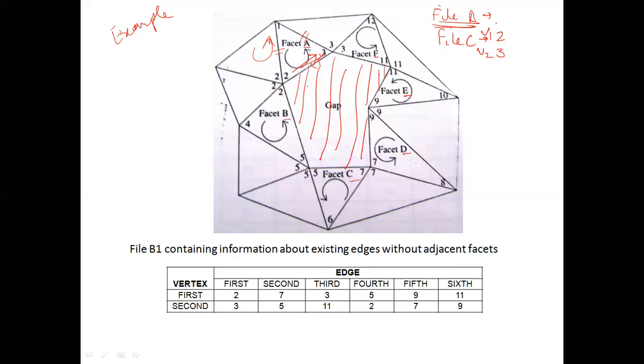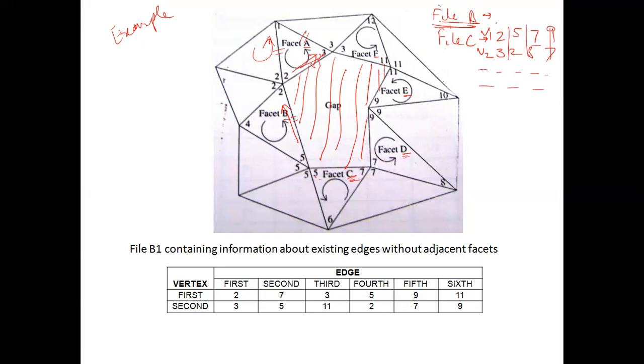Now, again, when I come to this one, what I find is 5 to 2 is missing. So now 5, 2. When I come to facet C, what I find is 7 and 5 is missing. Then when I come to facet D, what I find is 9 and 7 is missing. So like this, all the information is going to be stored over here.